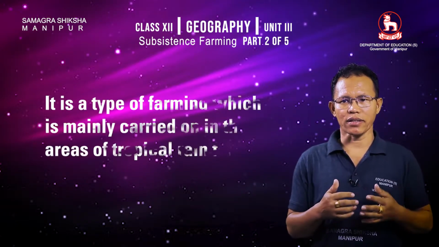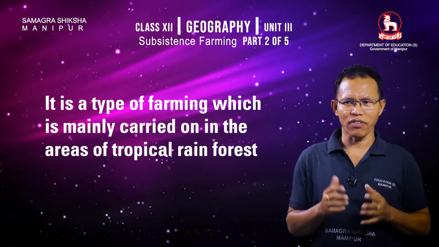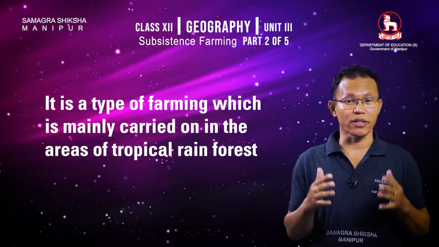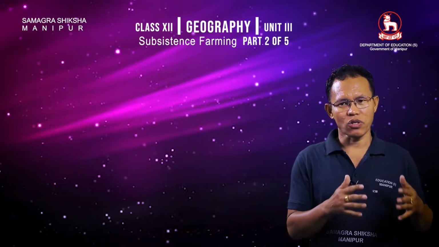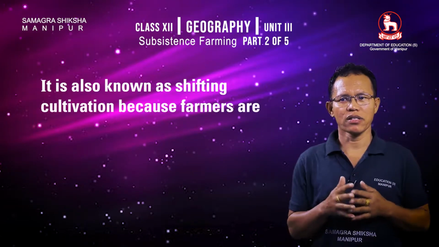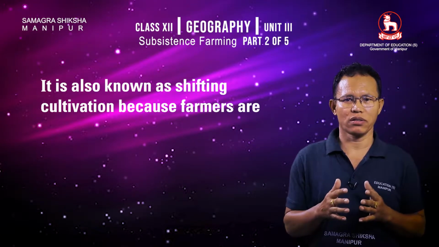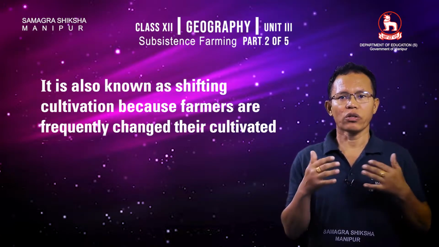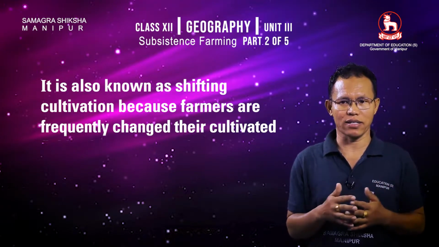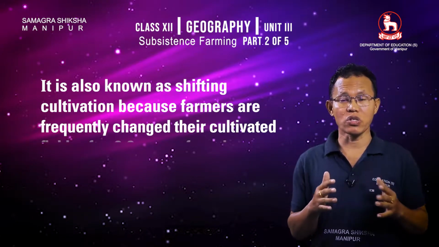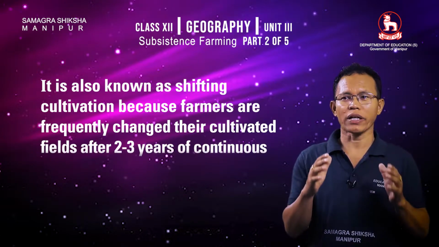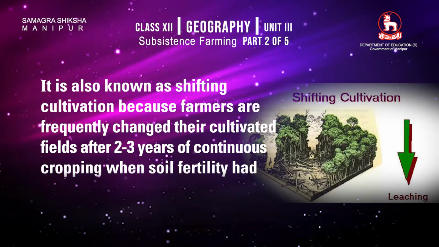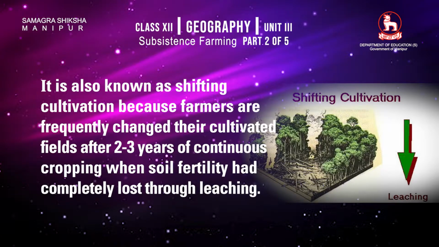Actually, it is a type of farming which is mainly practiced in the areas of tropical rainforests. This type of farming is also known as shifting cultivation because the farmers who practice this type of agriculture frequently shift the cultivated fields after 2 to 3 years of continuous cropping, when the soil fertility of that cultivated field has been lost through leaching.